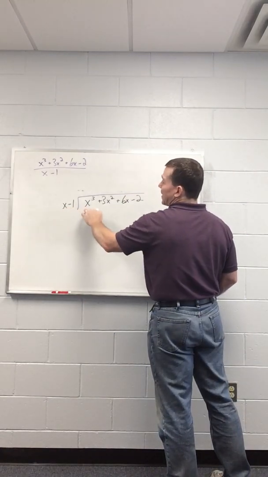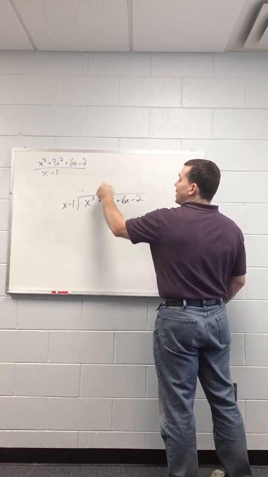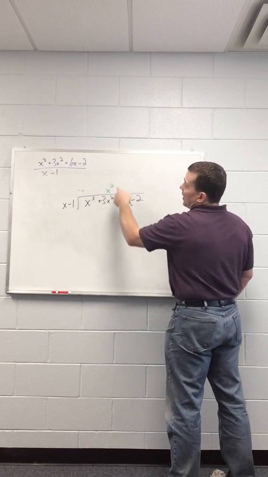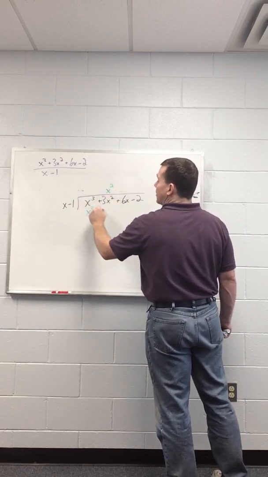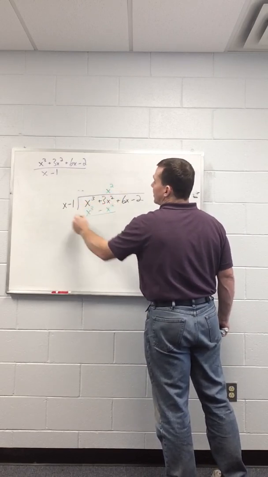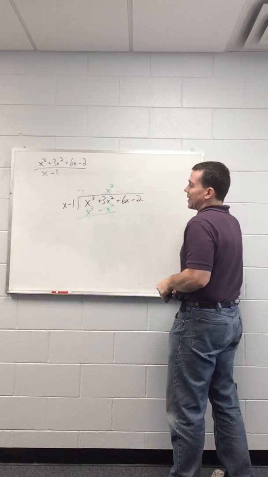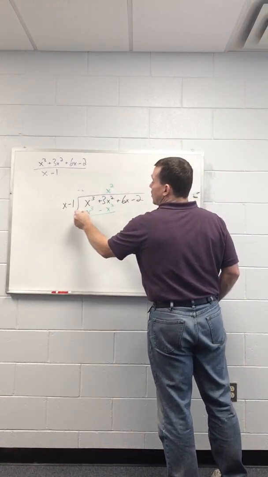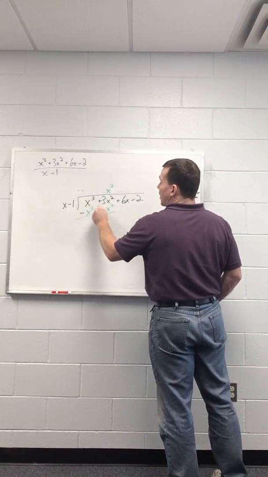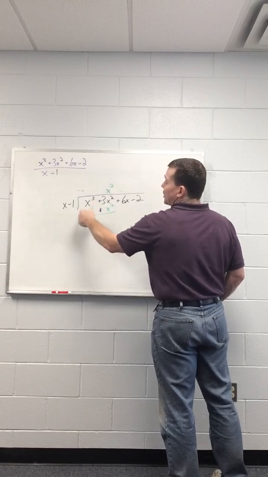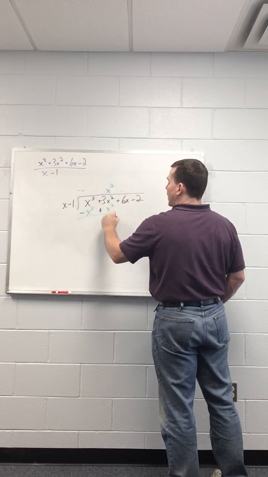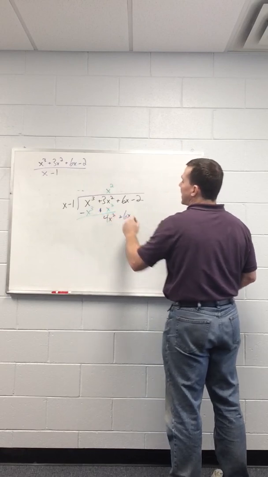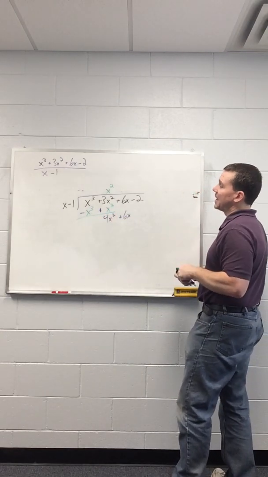What do I multiply x by to get x cubed? X squared. So I put that above the squared term. X squared times x is x cubed. X squared times negative 1 is negative x squared. Now I switch the signs of everything. Positive x cubed becomes negative. Negative x squared becomes positive. X cubed minus x cubed is 0. 3x squared plus x squared is 4x squared. Bring down the plus 6x. And back to the beginning.